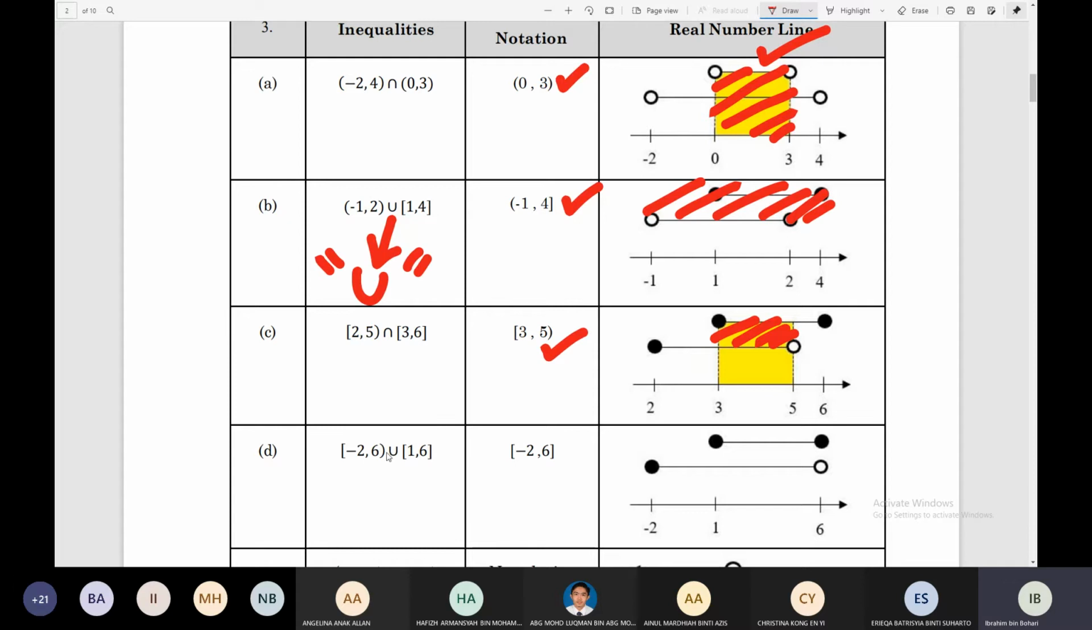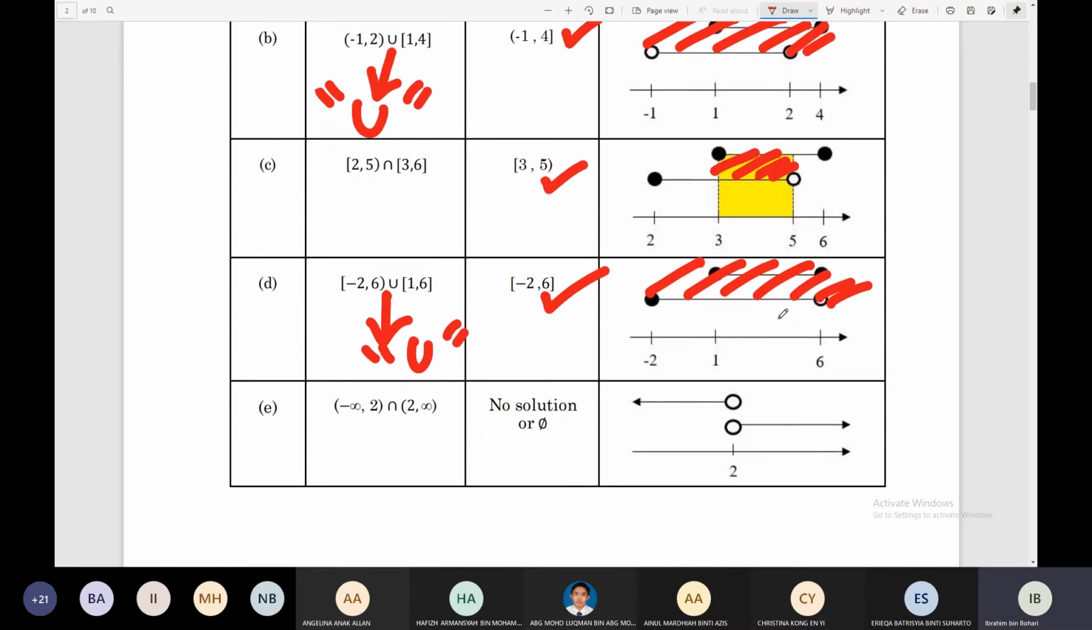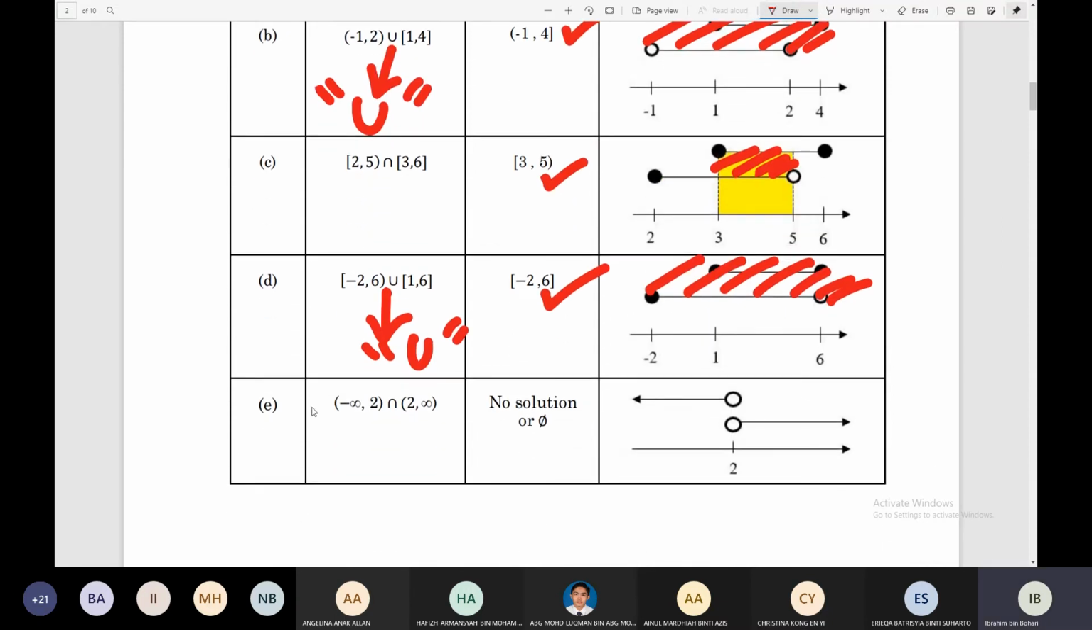And last year -2, 6 union 1, 6. Ini pun sama, unions. Unions mudah saja, ambil semua. Tak perlu fikir panjang pun, ambil semua. Okay, so answer you here -2, 6 close interval. And last, -∞ 2 and intersect 2 to the positive infinity.